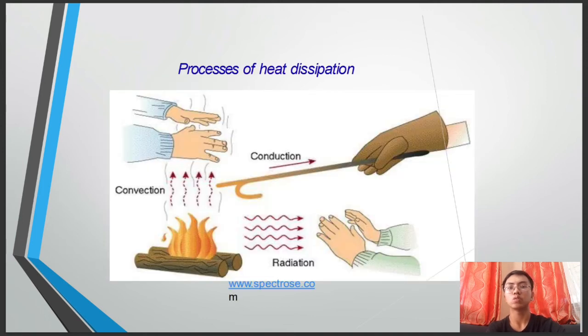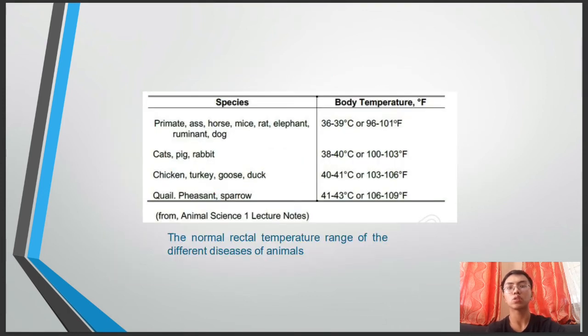So dissipation is the process of converting mechanical energy of downward flowing water into thermal and acoustic energy. So the next slide is the normal rectal temperature range of the different species of animals.